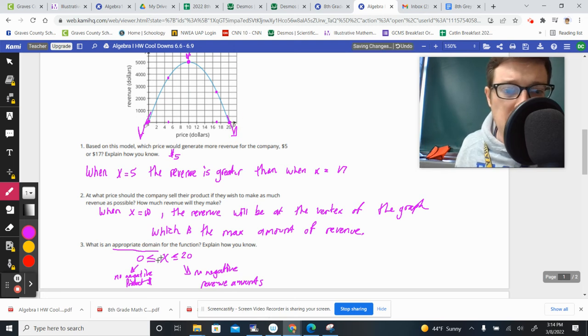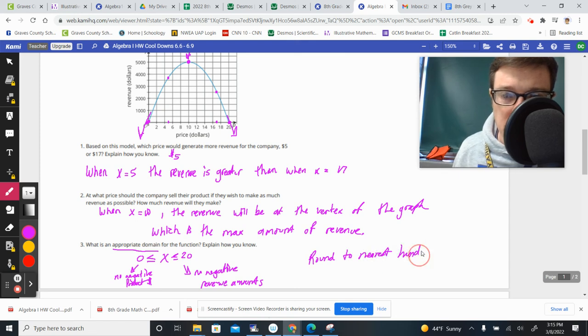And I would also add to this, staying within this range of 0 to 20, that we should round to the nearest hundredth, or limit this to only 2 decimal points, because with money, you can't go past the second decimal point. So round to the nearest hundredth for all your x's. So x is rounded to the nearest hundredth.